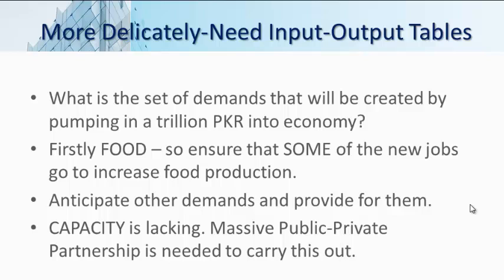So now, actually, that's the big picture, but to actually implement this requires a lot of detailed work. So suppose I pump trillion rupees into the economy by providing jobs to millions of people and launching enterprises and many other things that can be done. So what will happen? You need to do the calculations. Who will get the money, and then what will they demand? So one of the things that they will demand is food. So you want to make sure that some of this labor is going into agriculture. So they should be able to plant foods.